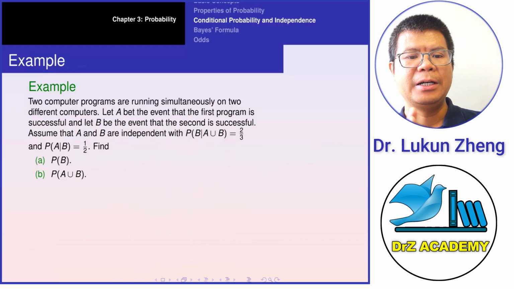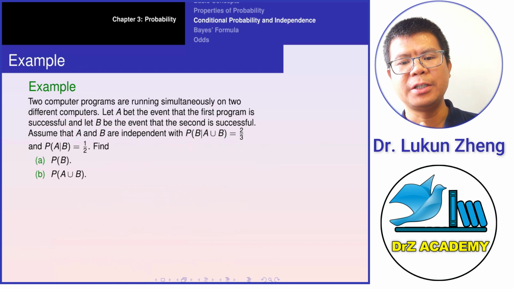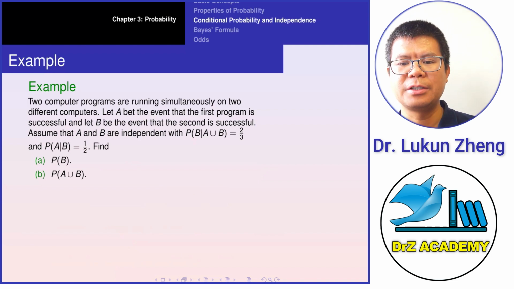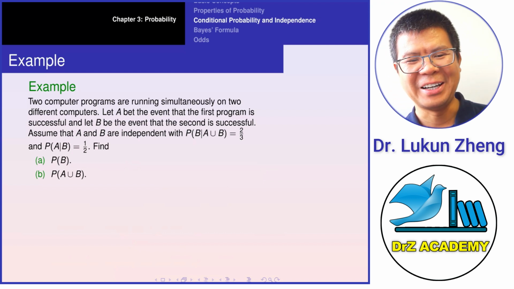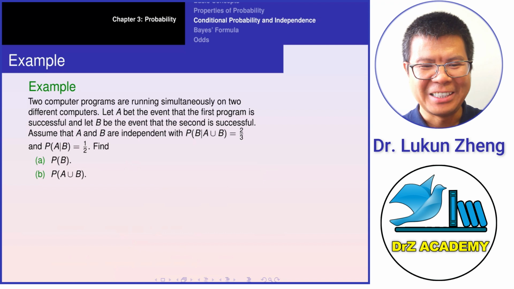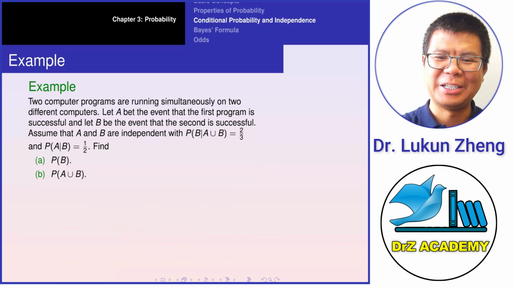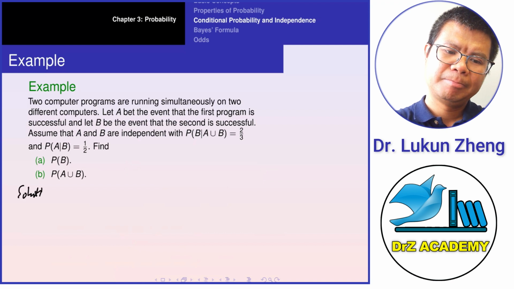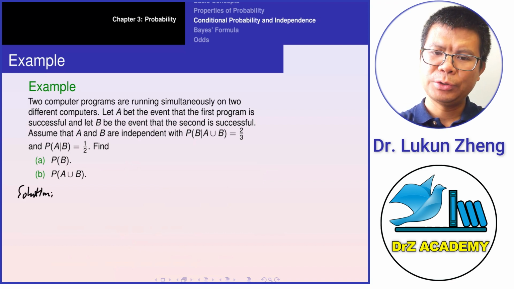Let's consider another example. Two computer programs are running simultaneously on two different computers. Let A be the event that the first program is successful, and B be the event that the second is successful. Assume A and B are independent. Find P of B and find the probability of the union. So this condition is this one.